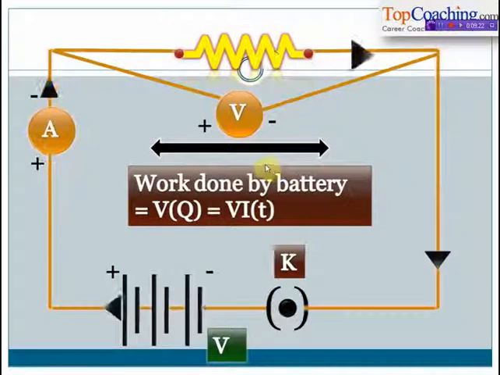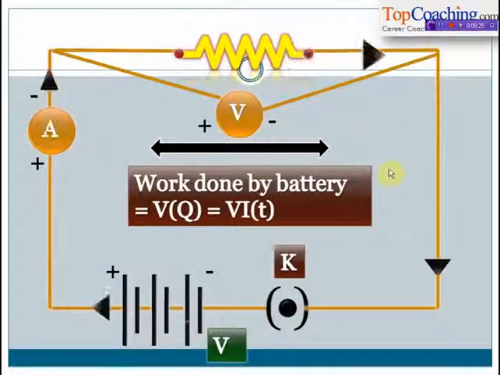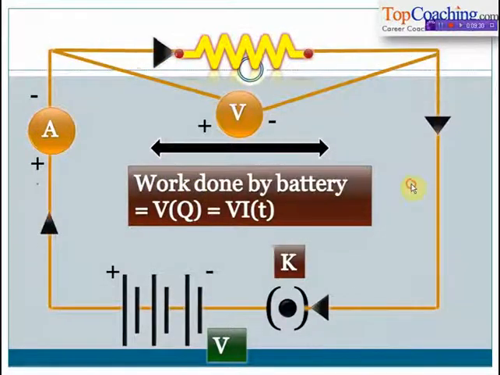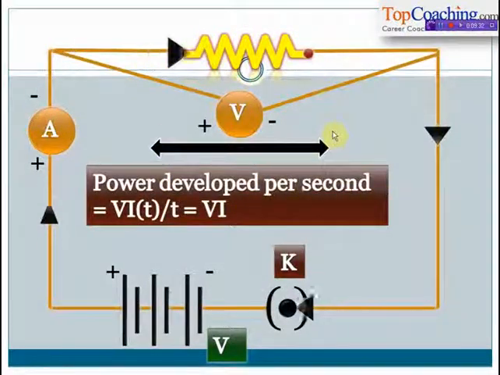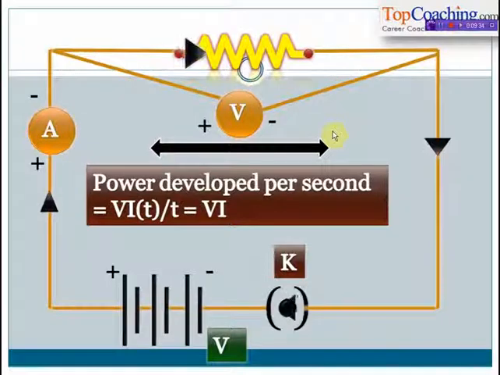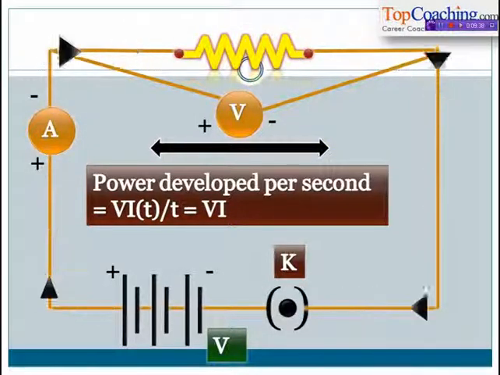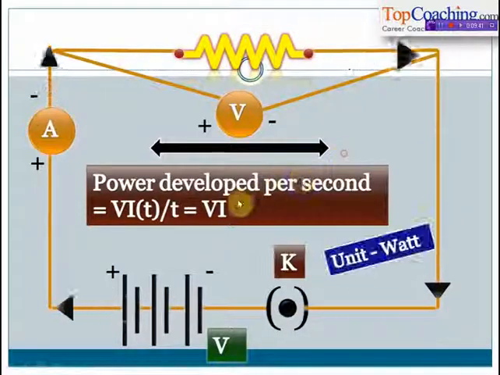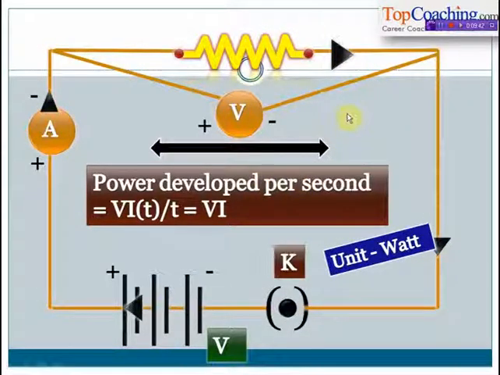We then learnt about electric power. Electric power is the net electric energy consumed per unit time. The formula for electric power is VI. The electric power developed per resistance is V square by R or I square R. The unit of electric power is watt.